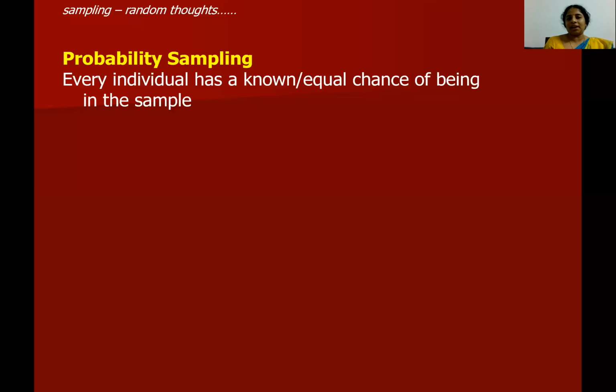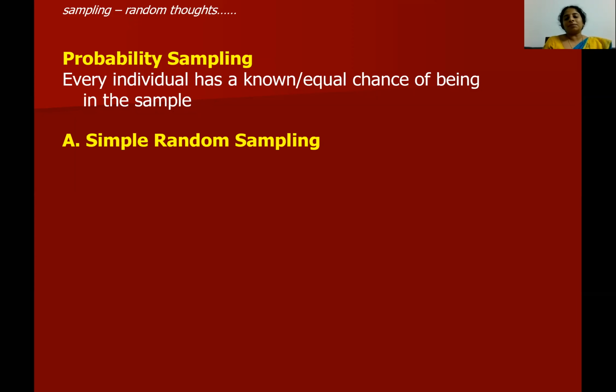Probability sampling is where every individual has a known or equal chance. You can't say that everybody has an equal chance in all probability sampling. But even when they are not having an equal chance, we know what is their chance of getting it. It is a very scientific term, but you should at least understand that when you're doing probability sampling, people are getting a chance of being in the sample. Okay. So first is simple random sampling. This is the best way of doing it.